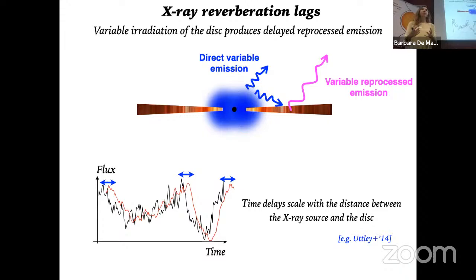And the fact that we have variability allows us also to measure reverberation lags, which means that if we have direct variable emission and then we have reflected emission, this reflected component will reach the observer with a time delay due to the relative distances between the hard X-ray emitting region and the disk. So these distances are imprinted in the time delays that we can measure studying these light curves. And these time delays are directly related to relative distances and so to the geometry. So basically, studying these reverberation lags, we can reconstruct the geometry of these systems.